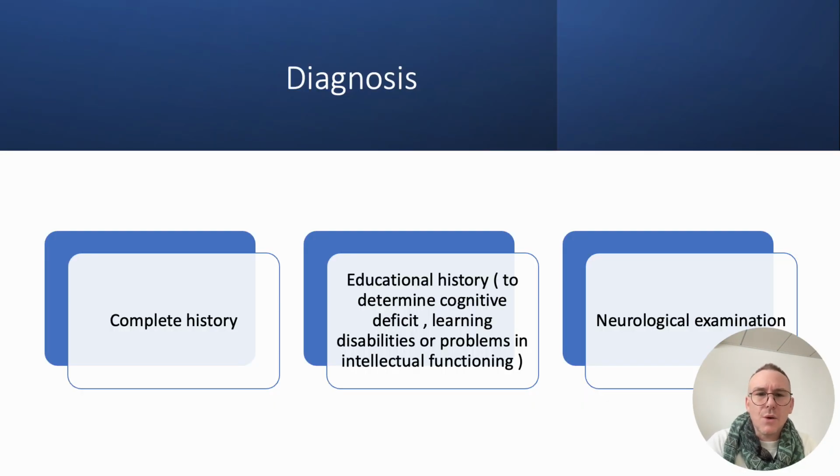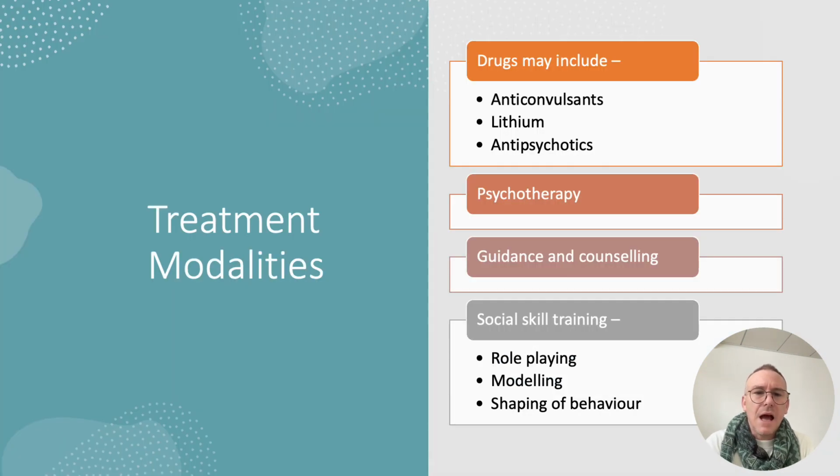Okay, so when it comes to diagnosis, what the clinicians are looking at is taking a complete history, looking at educational history to determine cognitive deficit, learning disabilities, or problems, for example, in terms of intellectual functioning, and also a neurological examination. So these three factors together would support a clinician's diagnosis.